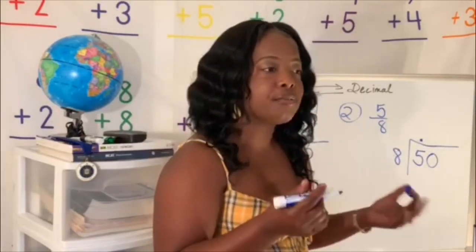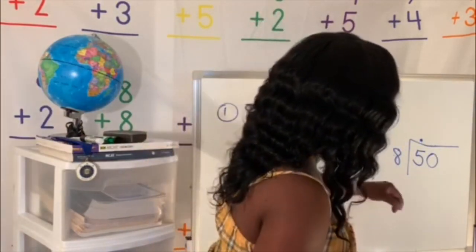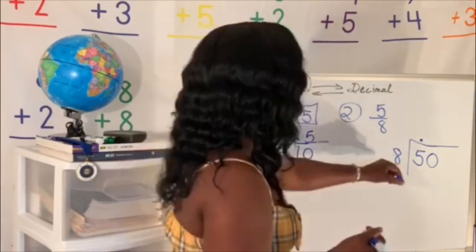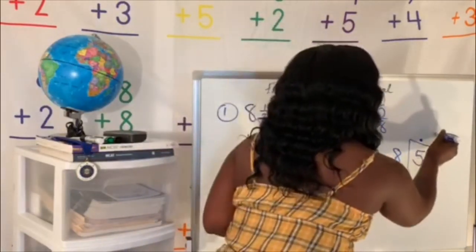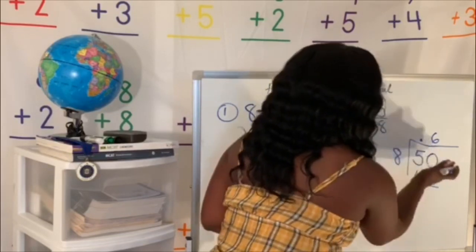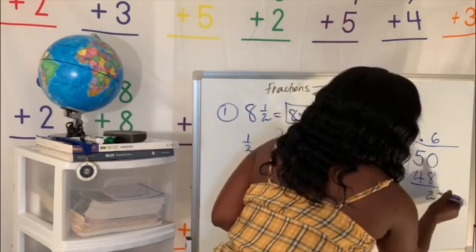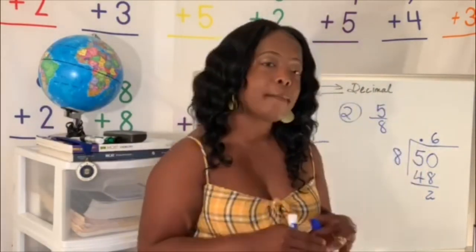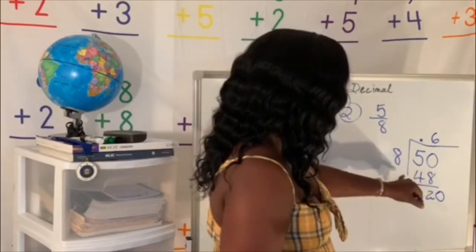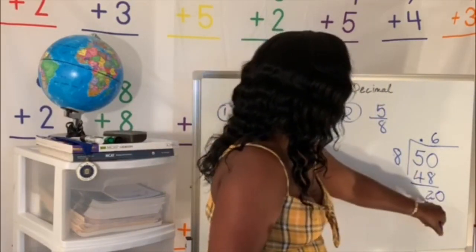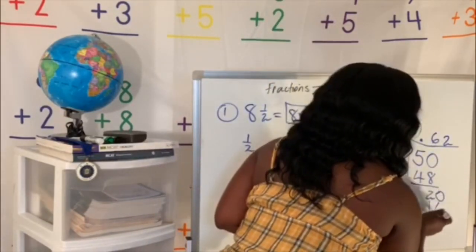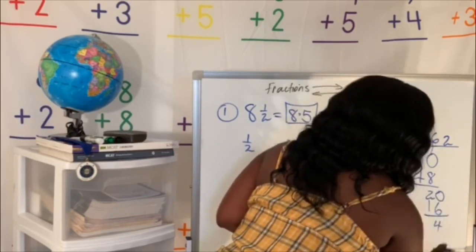So we try to do our times table. So 8 times 6 gives us 48. So we know that we can get 8 in 50 6 times. So we have a 6 here, and then we're multiplying 6 times 8 gives us 48. So 50 minus 48, that leaves us with 2. So again, we do the same thing. Since we have no number to add, we know that 0 will be our placeholder. So we have 8 into 20, that's 2. So of course 8 times 2 is 16, and 20 minus 16, we have 4.